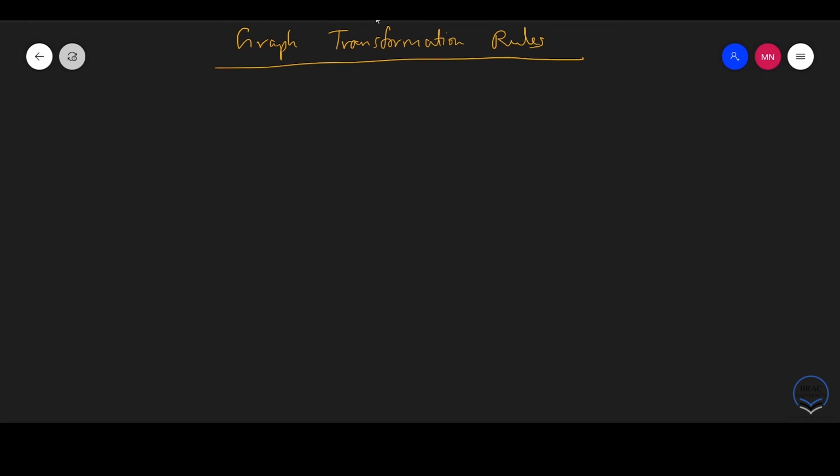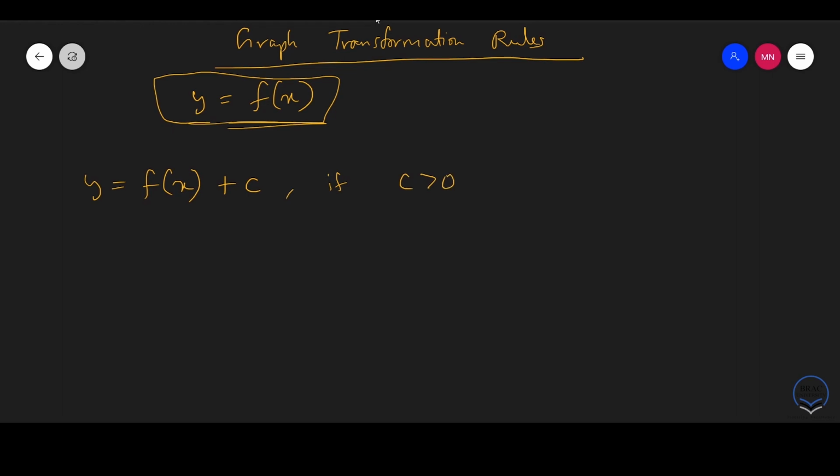Right, so now let's say we have a graph such as this, where we have y is equal to f of x. Right, now if I were to add a constant to this function, so let's say I have a function y is equal to f of x, but now I add a constant of c units. Then what happens to the graph of this function, right? So if c happens to be positive, right? If c is positive, then what can we tell from this?